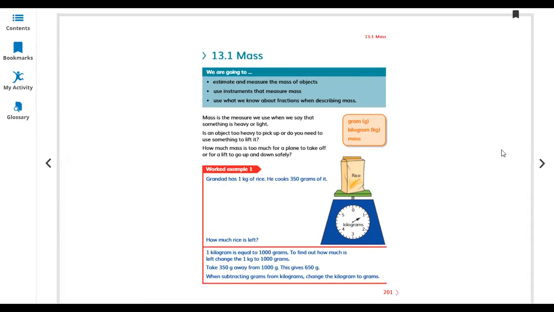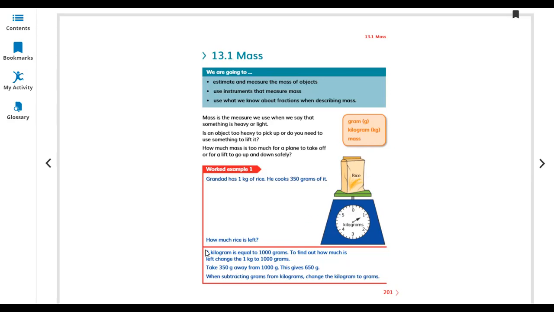13.1 Mass. Granddad has 1 kg of rice. He cooks 350 grams of it. So you can see the mass of the rice packet. It's 1 kg. So out of 1 kg, granddad cooks 350 grams. And so how much rice is left?